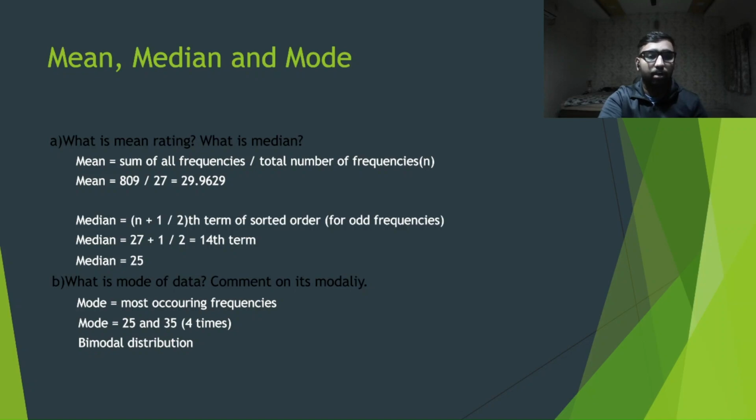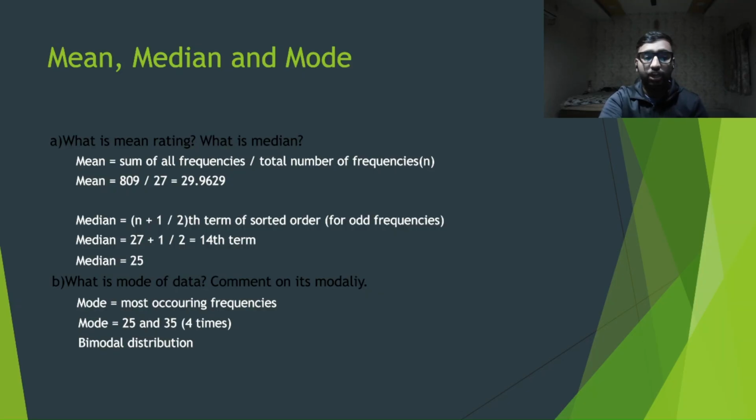Formula for median for odd number of frequencies is the (n plus 1) by 2th term of the sorted order. That is the (n plus 1) by 2th term of the sorted order would be our median. Where the value of n here is 27. So 27 plus 1 divided by 2 gives us 14. So the 14th term of the sorted order is our median, which is 25 here.